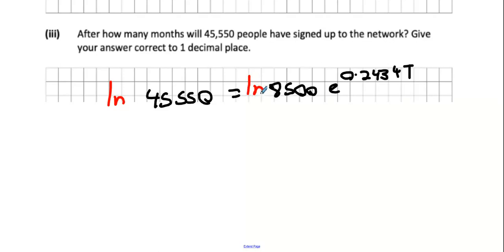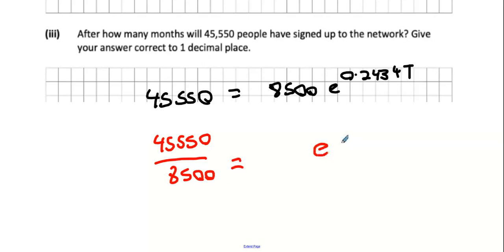Ln both sides? No. I cannot transfer this to the front using the power rule. For what reason? It's the 8,500. That power does not affect the 8,500. So I need to go back, and that 8,500 needs to disappear underneath first. So it's going to be 45,550 divided by 8,500, and now the E is on its own, and now that power is only being used on the E.